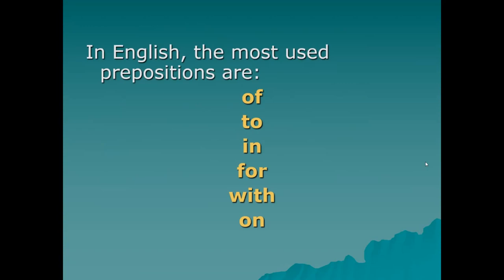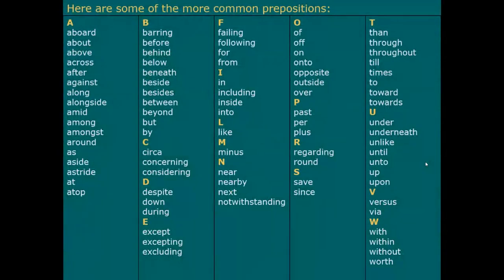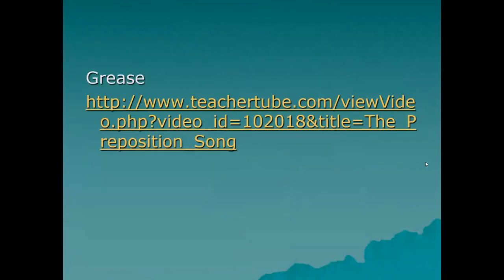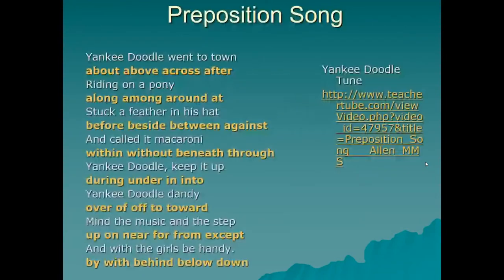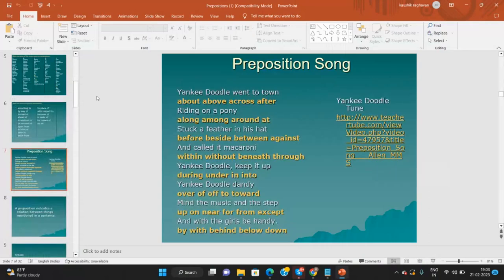Okay, the most commonly used prepositions are of, to, in, for, with, on, and so on. We will learn how these prepositions are used. And we have 3 wonderful games that we are going to play also. We will learn the common list of prepositions. We will learn the different types of prepositions. There are 3 types of prepositions, right? I'm going to introduce you to some beautiful games and also a preposition song. So we are going to enjoy the preposition session.